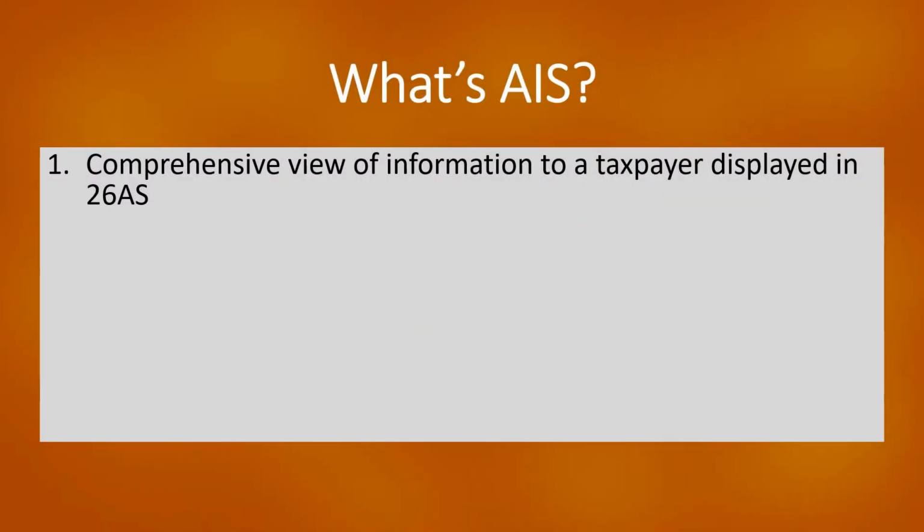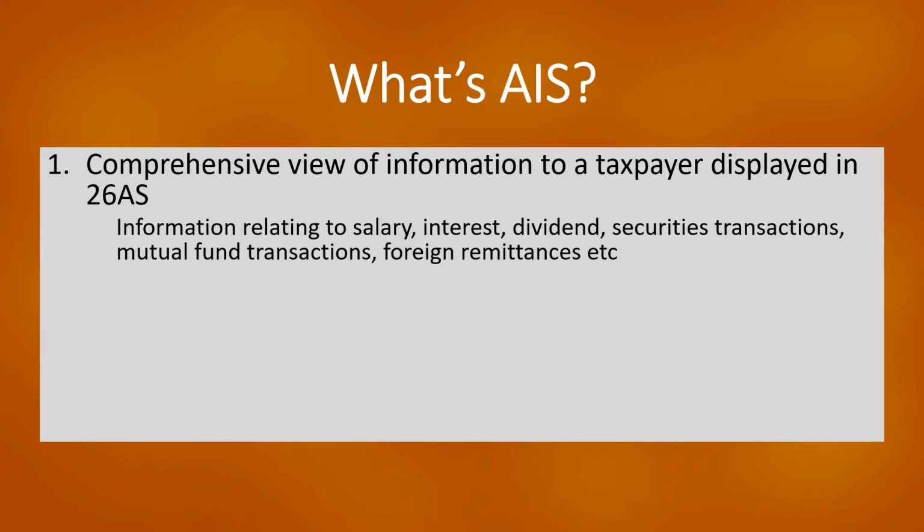So let's begin. AIS is a comprehensive view of information relating to a taxpayer, beyond what is displayed in 26AS. 26AS is a tax credit statement. As of now, data from 26AS is being used for pre-filling of income tax return. In other words, we can say 26AS is a simplified version of AIS, or rather AIS is an improved version of 26AS. AIS contains information relating to salary, interest, dividend, securities transactions, mutual fund transactions, foreign remittances, etc.